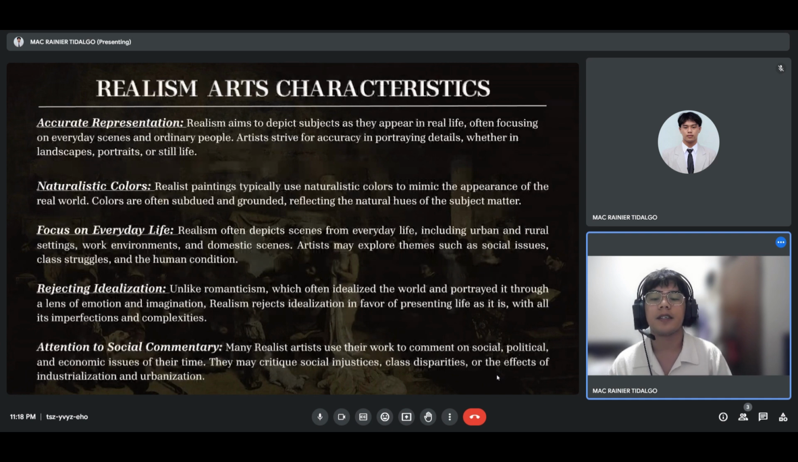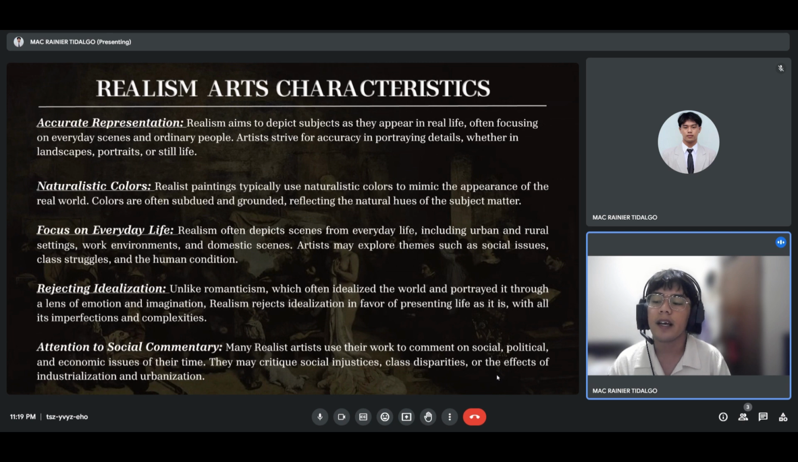Realism art's characteristics. The first characteristic of realism art is accurate representation. Realism aims to depict subjects as they appear in real life, often focusing on everyday scenes and ordinary people. Artists strive for accuracy in portraying details, whether in landscape, portraits, or still life. So artists in the realism period mainly focused on the everyday life of the people and worked to give accurate and truthful details about it.